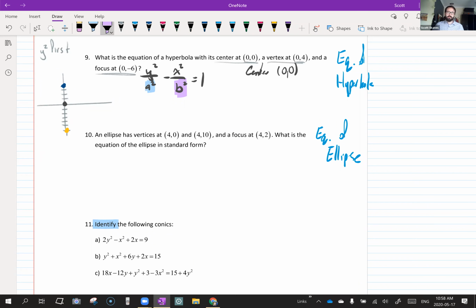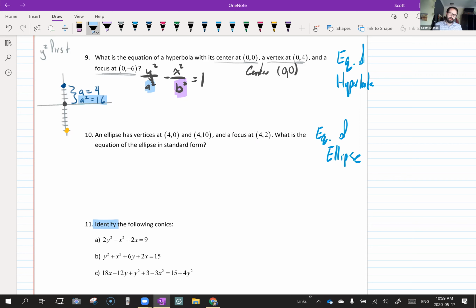Well, a is given directly. a is the distance from the center to the vertex. That's the definition. So a here must be, well, what is it? The distance is 4. And so if a is 4, then what's a squared? a squared must be 16. So we have that already. We have a squared. All we need now is b squared, and we're done.